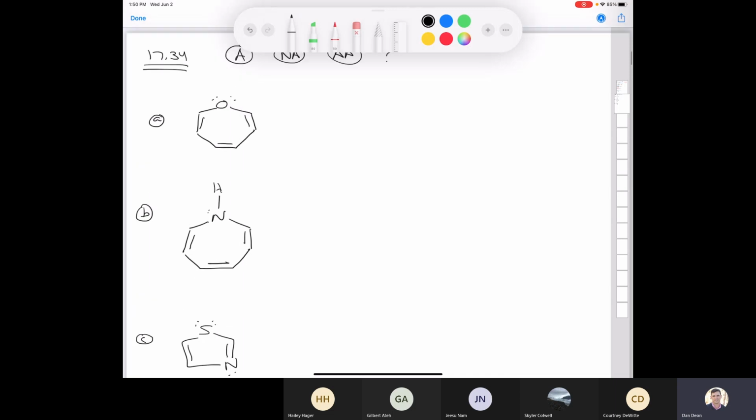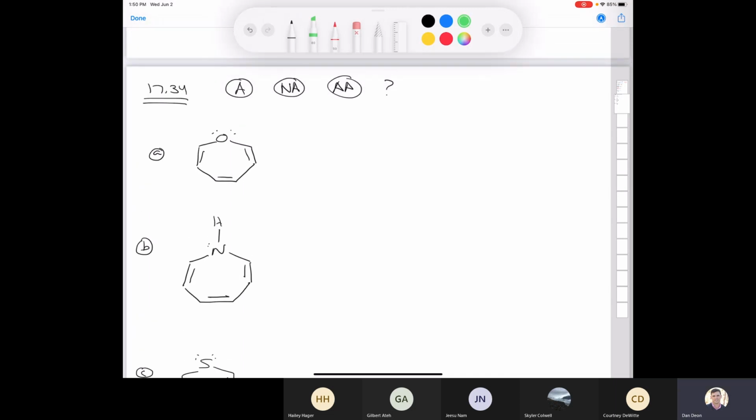Okay. So what do you think about A? Would A be aromatic, non-aromatic, or anti-aromatic? Keep in mind that a molecule will do whatever it can to avoid becoming anti-aromatic, and a molecule will do whatever it can, if it can, to become aromatic, right? Yeah, it's going to be a non-aromatic compound.